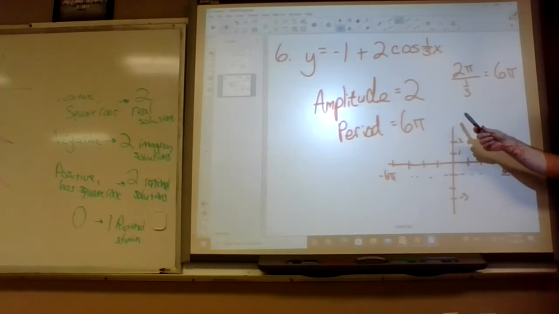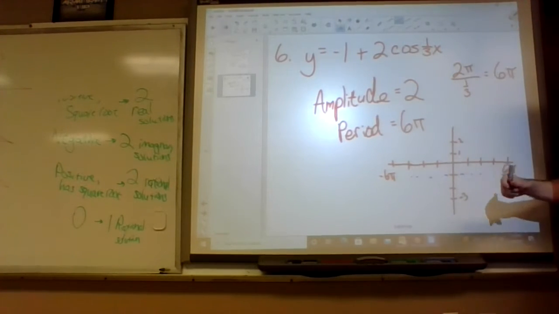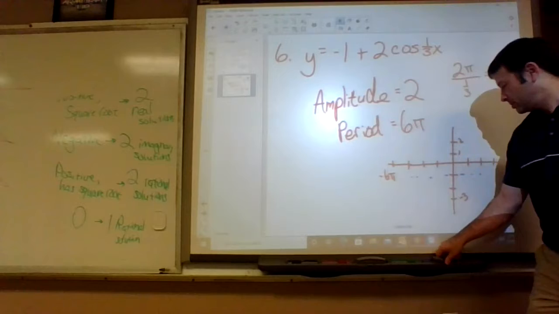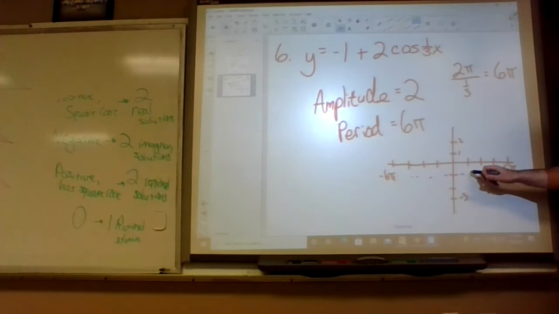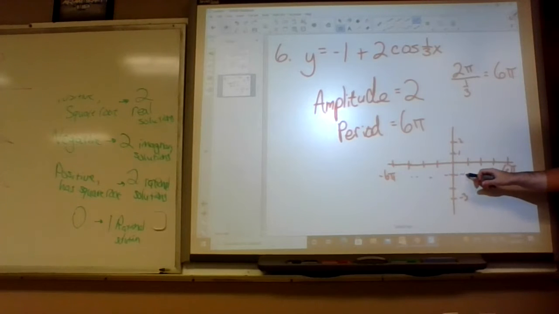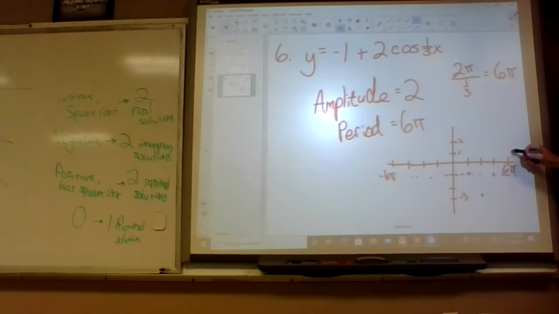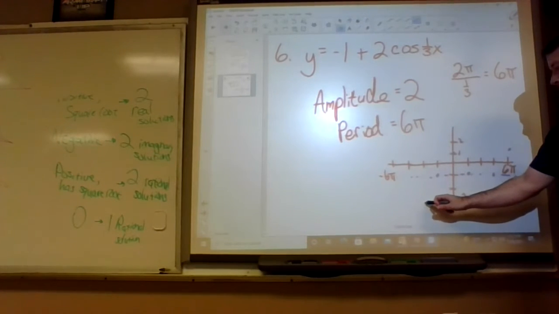Okay, cosine, where does cosine start? The top. So I'm gonna start right here. That's the top. After 1/4 of my route, I should be in the middle, which is right here at -1. And then after another quarter, I'll be at the bottom. And then after another quarter, I'll be back in the middle. And then after another quarter, I'll be at the top. And then the left side is symmetrical with the right side on this one.